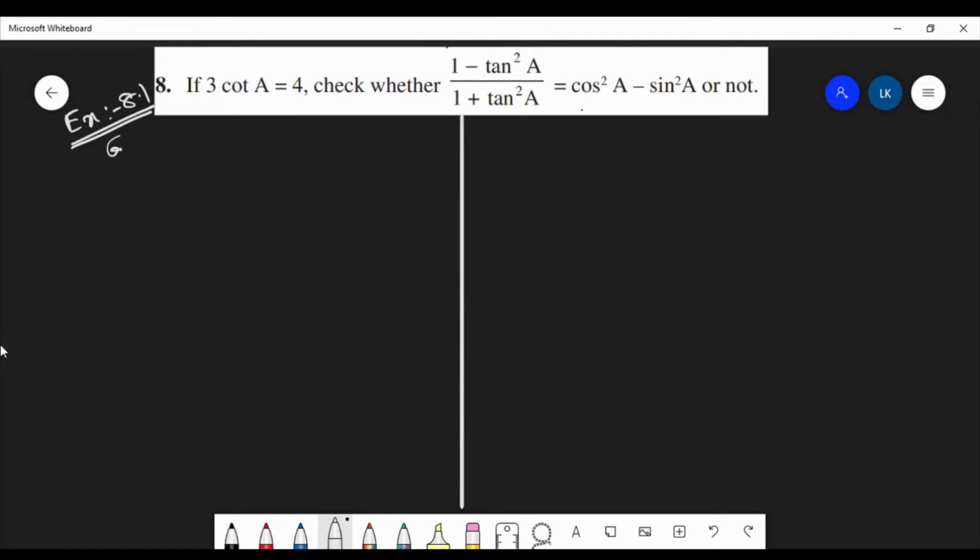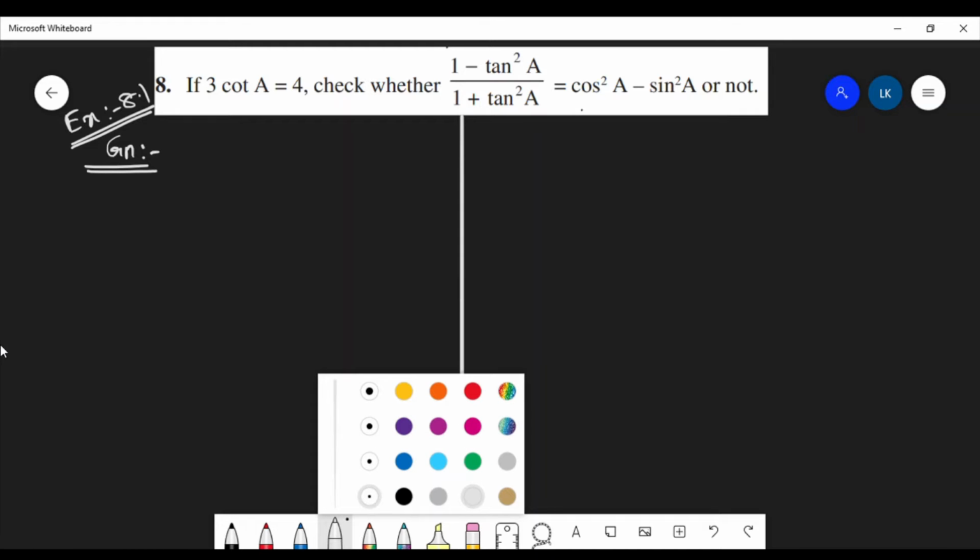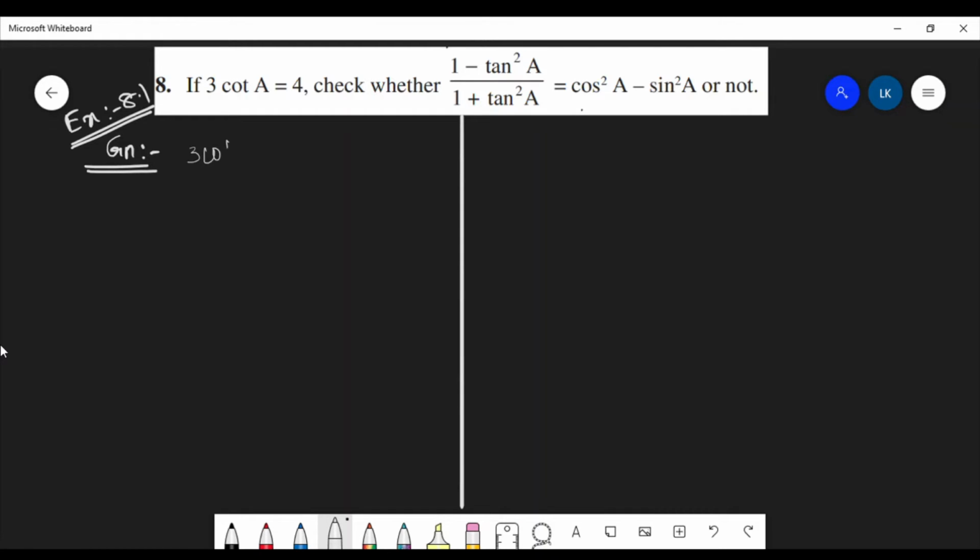And what is given in the question? 3 cot A is equal to 4. And what we have to check? 1 minus tan square A by 1 plus tan square A is equal to cos square A minus sin square A or not. Okay, and let us go to the solution.